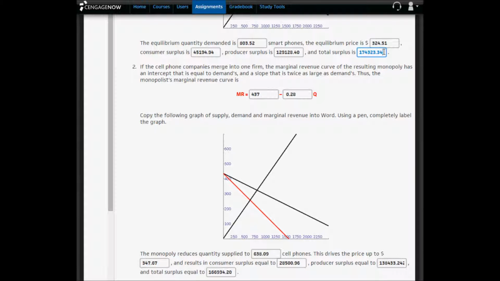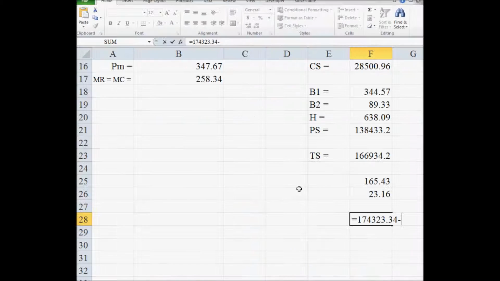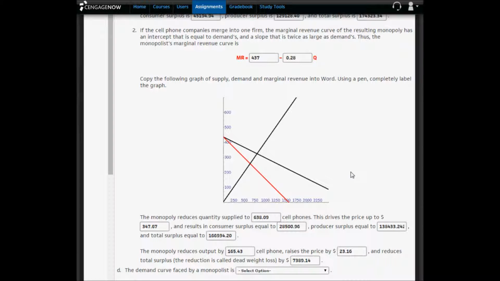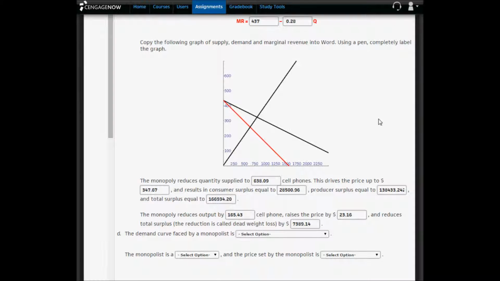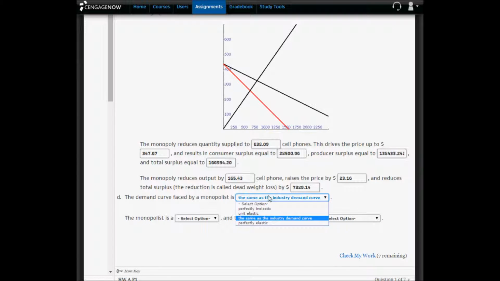Total surplus was this value. And then we've got to subtract off the new value. The decrease in total surplus is called deadweight loss. It is 7,389.14. The demand curve faced by a monopolist is the same as the industry demand curve. The monopolist is a price searcher, and the price set by the monopolist is constrained by demand.